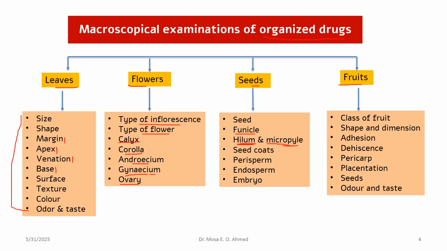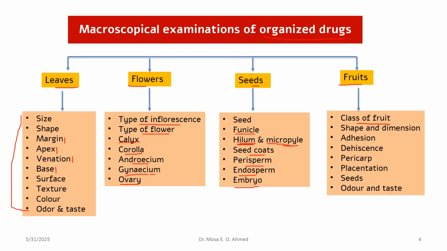Also the seed coat: the number of seed coats determines the type of seed. Perisperm and endosperm are also parts below the seed coat, and then the embryo. Also the shape of the embryo can determine the type of the seed, if it is folded or straight and so on. For fruit, we determine the type or class of fruit.